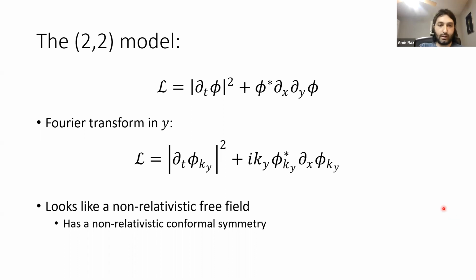And we get a theory that looks like this, with some parameter here, but a single derivative in the x direction and 2 derivatives in the time direction. And this looks like a non-relativistic free field theory. Indeed, space and time are reversed here, but it still looks like a non-relativistic free field theory. And so we can write down the non-relativistic or Schrodinger conformal symmetry in 1+1 that this theory has.